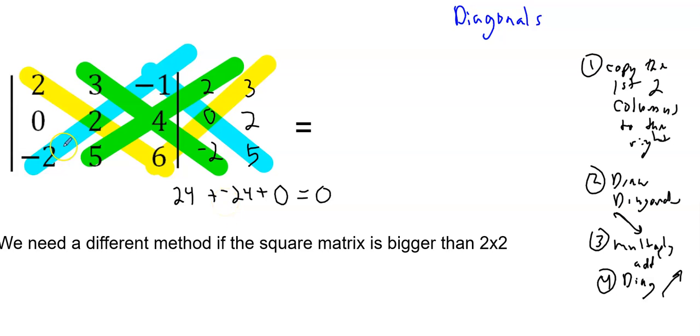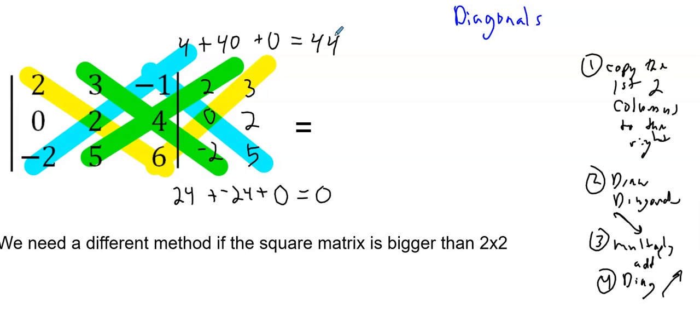So negative 2 times 2 is negative 4, times negative 1 is positive 4, plus 5 times 4 is 20, times 2 is 40. Okay, now we're getting somewhere. That's a bigger number. And 6 times 0 times 3 is plus 0. So we get 44.